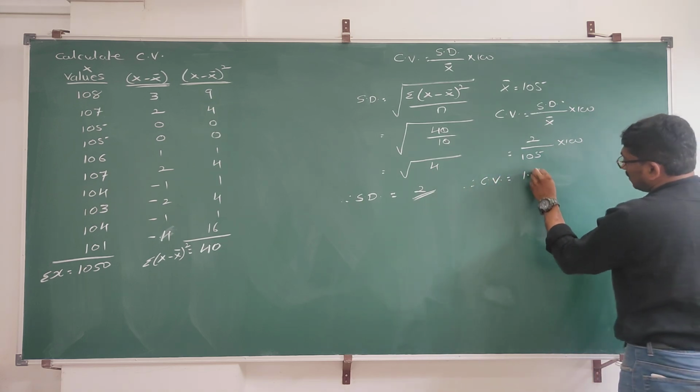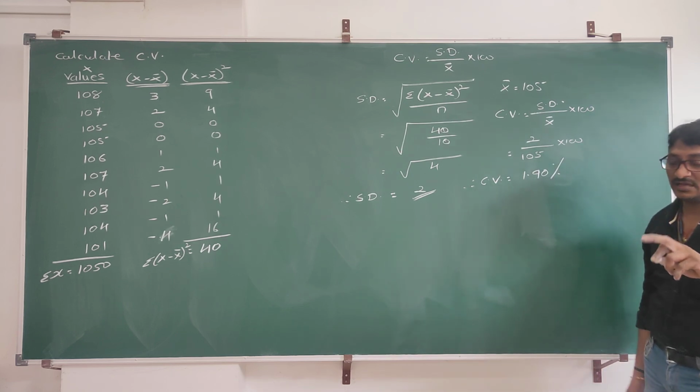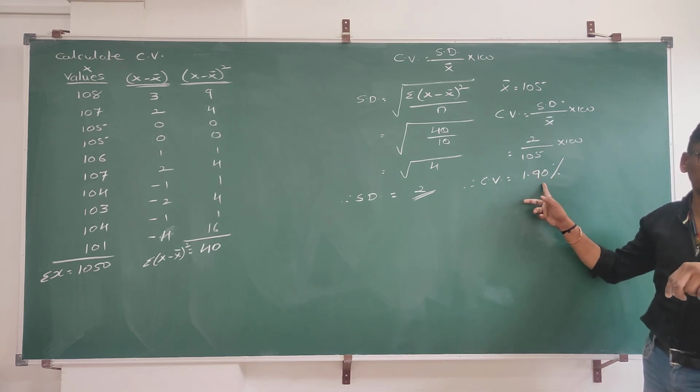1.90. Write it in percentage. If you don't write percent, you will lose your marks, because CV is always denoted in terms of percentage.